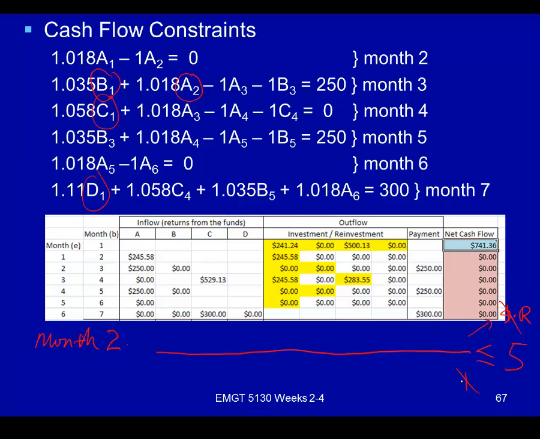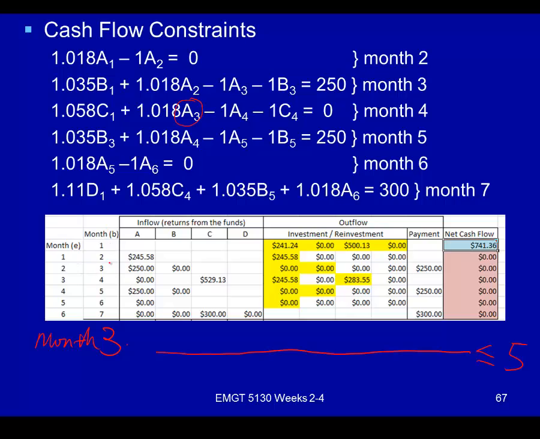So in month 3, which investment do we have in month 3? At the beginning of month 3, A2 matures, and then we invest in A3. Okay, so in month 3, we do have A3. Then B1, we can look at here too.